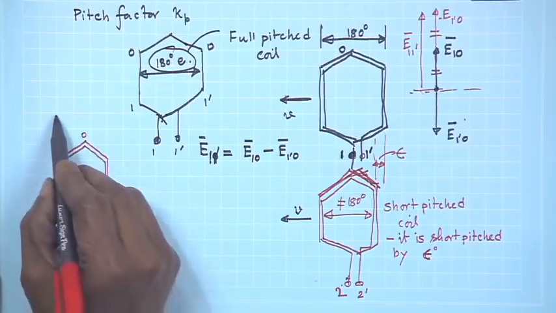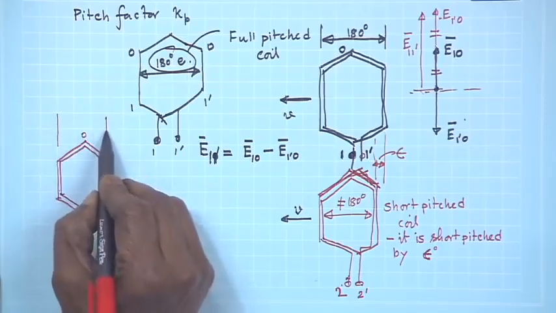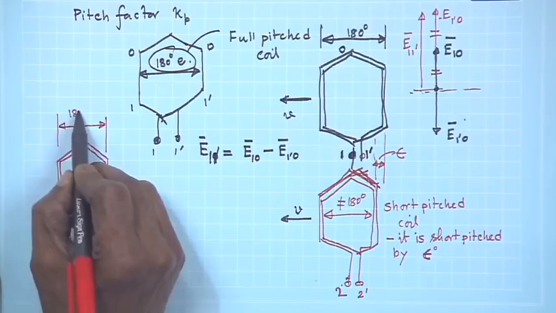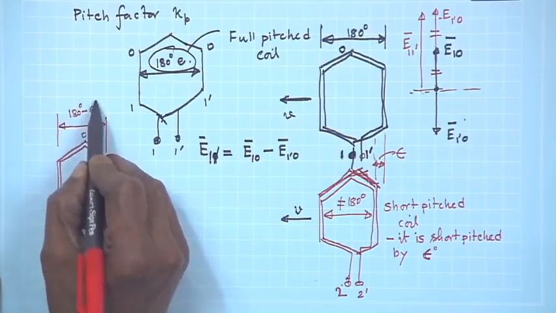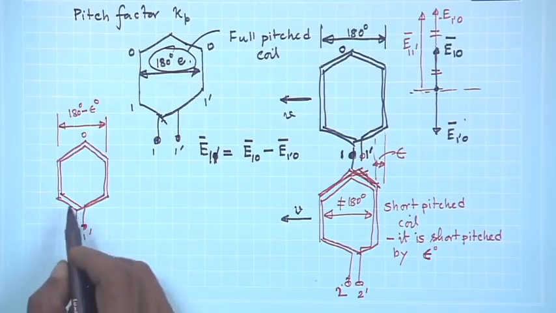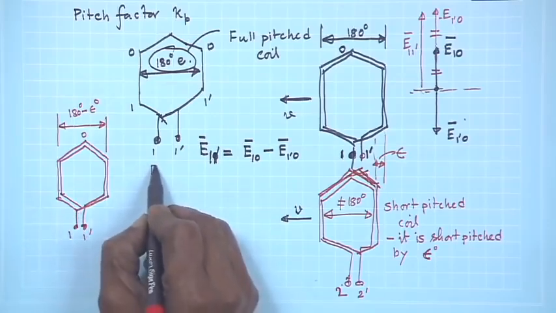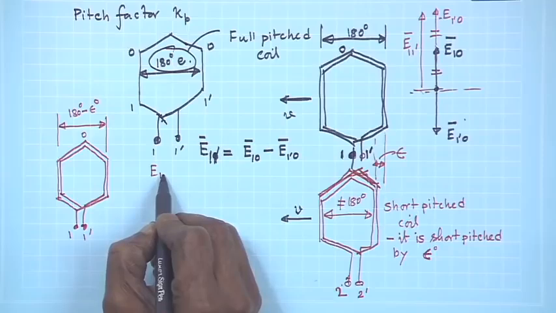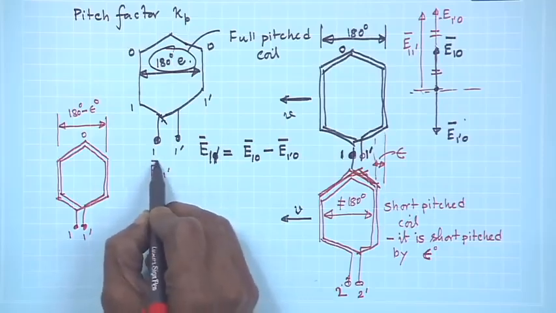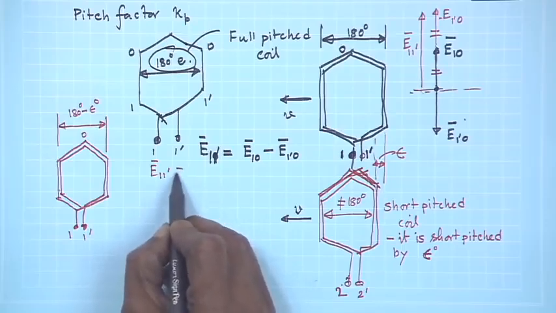and the span of the coil is not 180 degree, but it is 180 degree minus epsilon degree. This is the span of the coil. Therefore, I would like to find out how much E 1 dashed is.